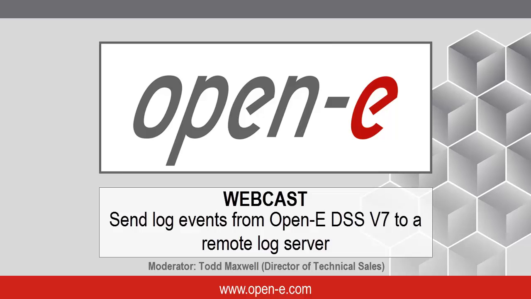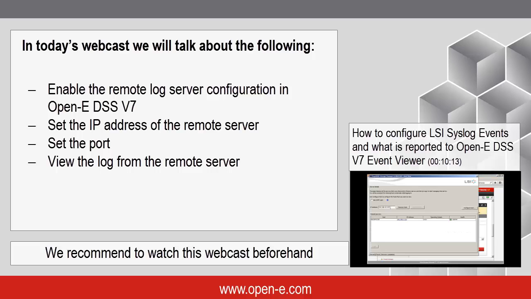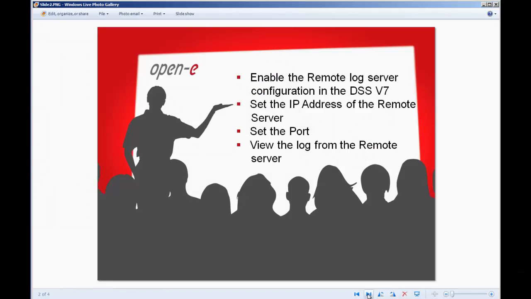On this day we're going to be talking about sending log events from the DSS V7 server to a remote log server. Some of the topics we're going to go over are how to enable the remote log server configuration in the DSS V7, and we're going to set the IP address of the remote logging server, for which we're using an Ubuntu workstation 13.0. Then we're going to set the port, and then we're going to view the logs. And I'm going to show you some ways to install syslog-ng for Ubuntu.